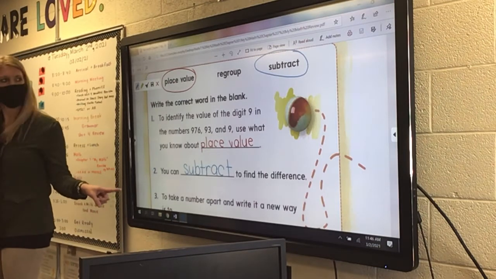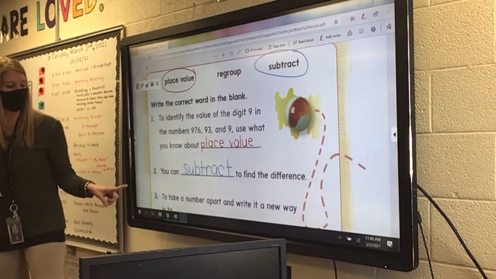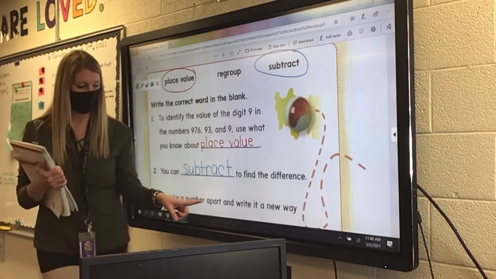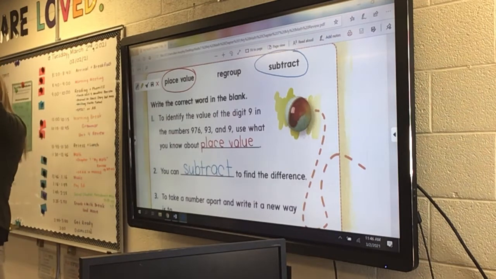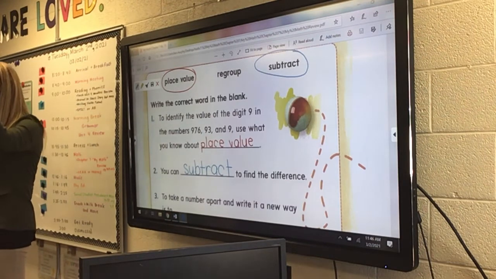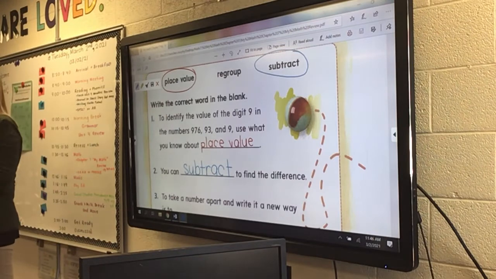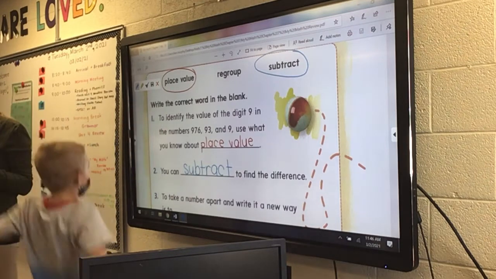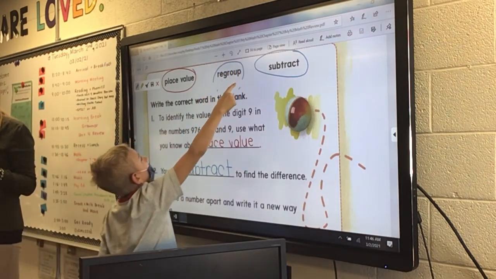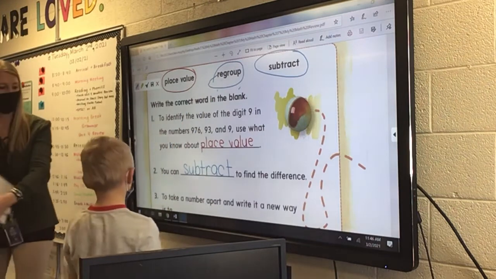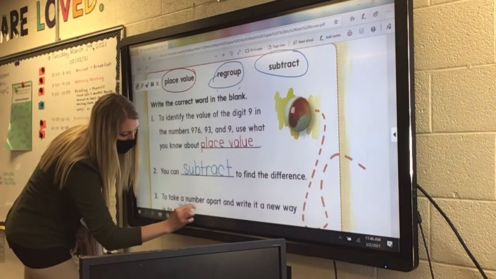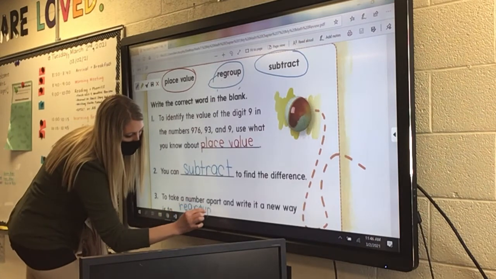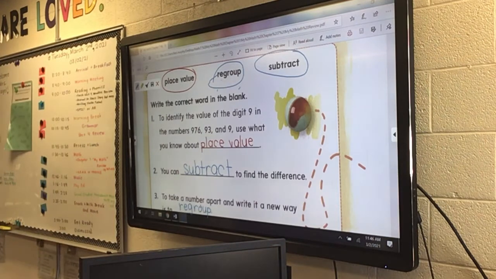Number 3. There's only one left, so we should all know this, but it says to take a number apart and write it in a new way. So for example, if we cross off 100 and we borrow it and we move it to the 10, what are we doing, Lewis? Regroup. We're regrouping that number. Good job. So, right down here, you're going to write regroup. That is the last one. So, when you borrow, you are regrouping that number.